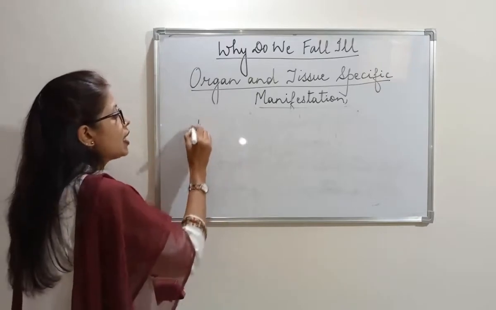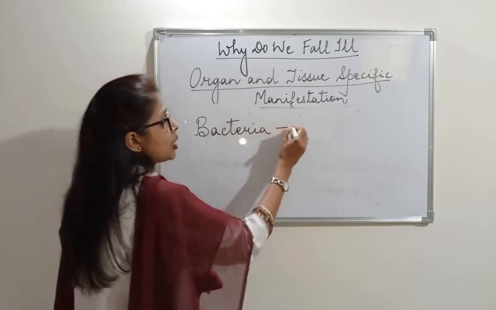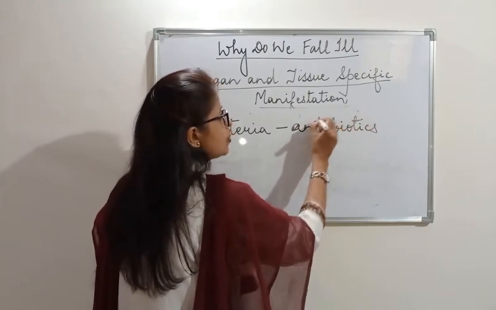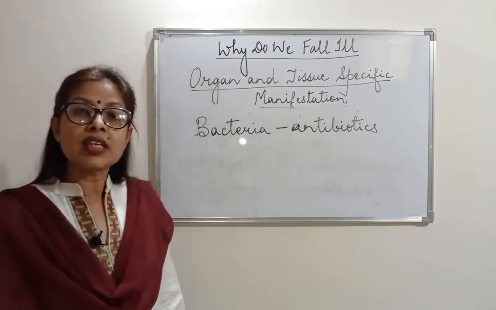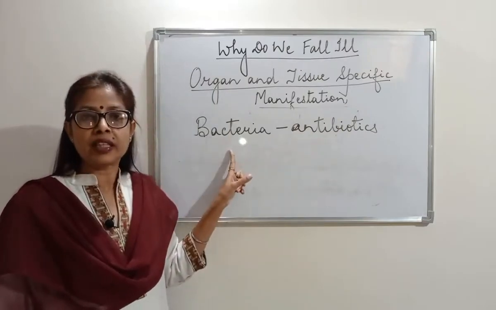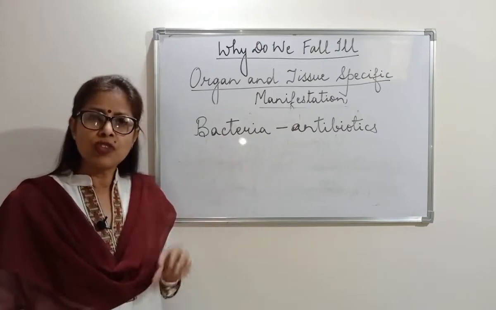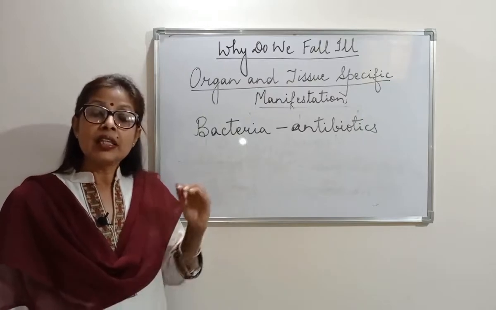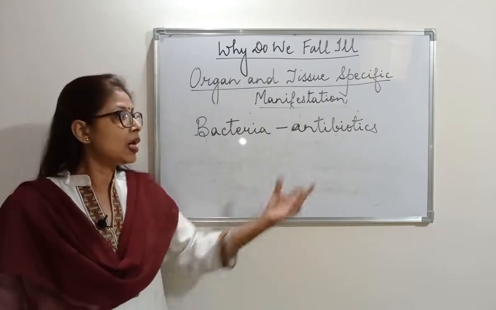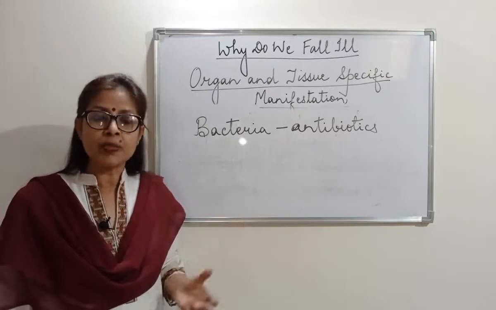If bacteria attack us, for bacteria we are prescribed antibiotics. What are these antibiotics? Antibiotics are those medicines which inhibit the growth of bacteria. That means they do not allow the bacteria to grow. Whatever has entered our body, the bacteria is not able to multiply. When it is not able to multiply, a course of antibiotic may be for 3 or 5 days or 7 days as prescribed.